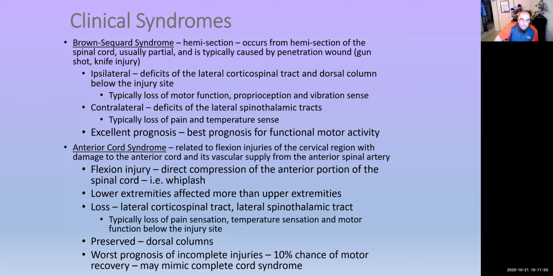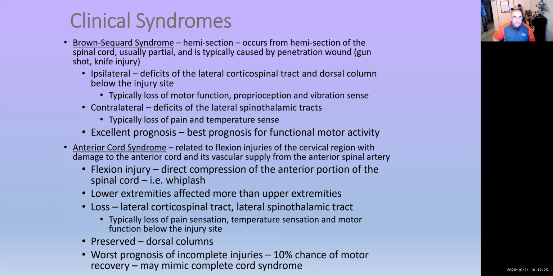With an anterior spinal cord injury, the lower extremities are affected more than the upper extremities. So typically bottom half on an anterior cord syndrome. You're going to lose the lateral corticospinal and the lateral spinothalamic tracts. So you're typically going to lose pain sensation, temperature sensation, motor function below the injury site bilaterally, because again, this is an injury in the front side of the cord, not specifically lateral. So both of those sides, the lateral corticospinal and lateral spinothalamic, are going to be damaged.